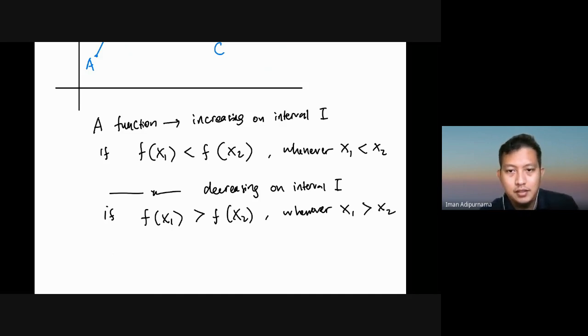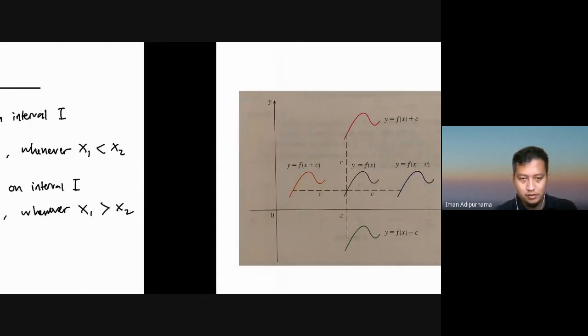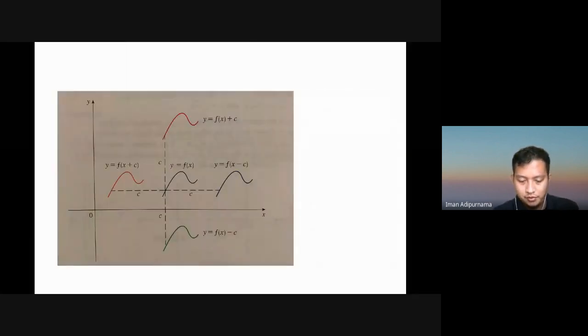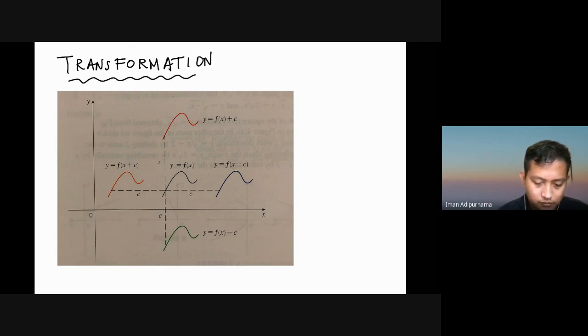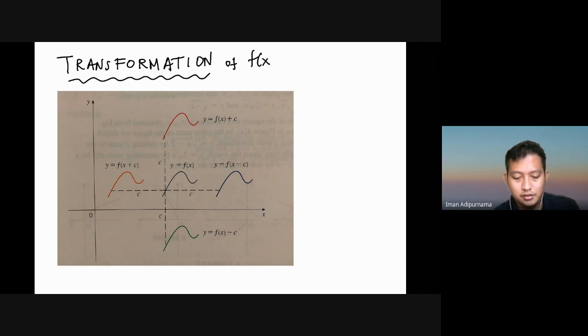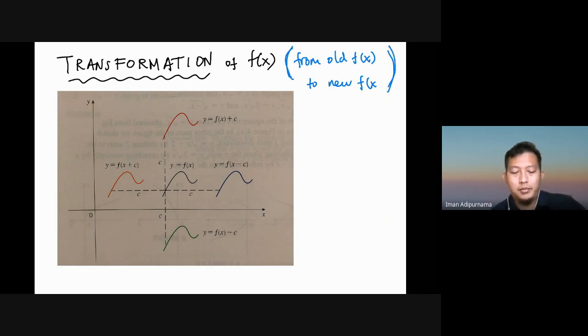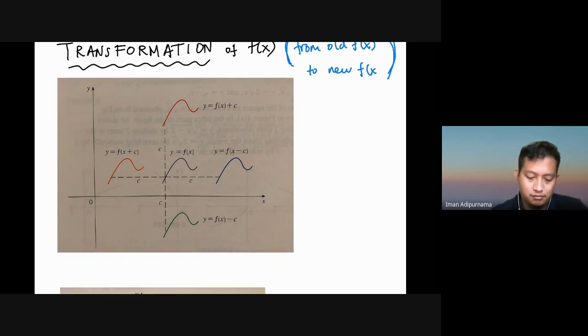Okay, let's move on to... okay, any question here? I think no, right? Let's move on to the other section. It's called the transformation. Okay, transformation of function, or usually you call it from old function to new function. Right. I believe you have learned this at least maybe in junior high.